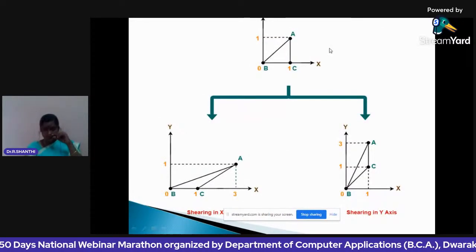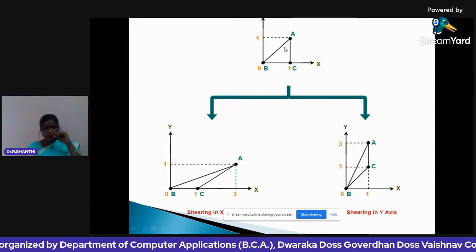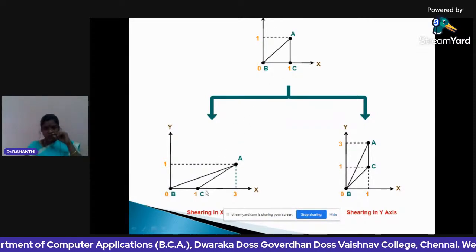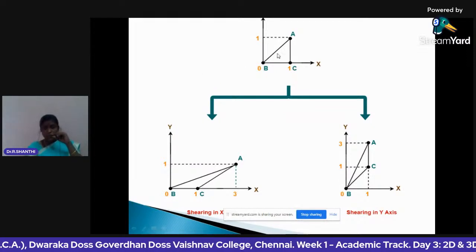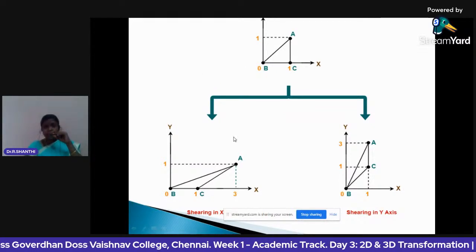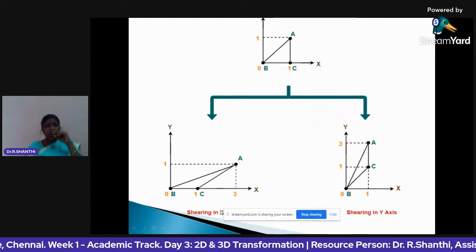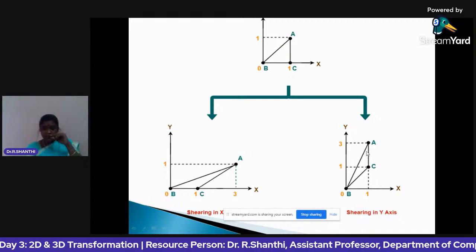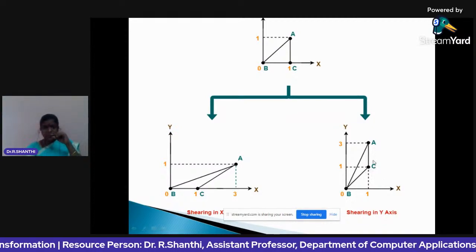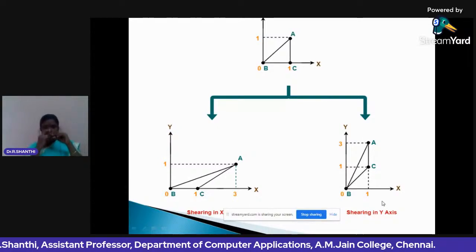See here, I have represented the diagrammatic representation. This is your original object. When I shear the object, because I just want to change the originality of the image, it looked like a right triangle, so it seems to look like a different one. This happens in your shearing in x direction. This happened in your y-axis. See, y-axis AC, which takes an acute angle, here it looks like an obtuse angle, so it has been changed.